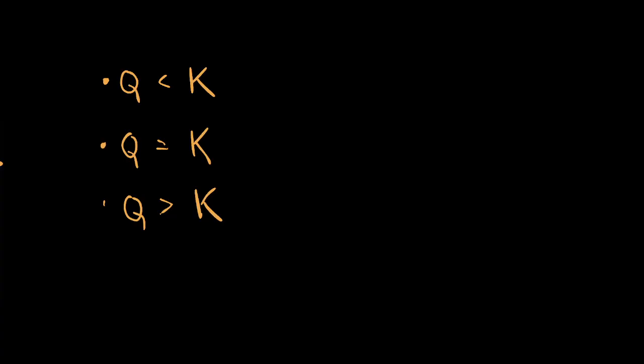So looking at the first one, what happens if our Q is less than K? What direction will this reaction shift? Well, from this we can tell that our Q, our reaction quotient, is lesser than the value of equilibrium. So in order to reach our equilibrium constant, this Q number would have to increase until it reaches K.